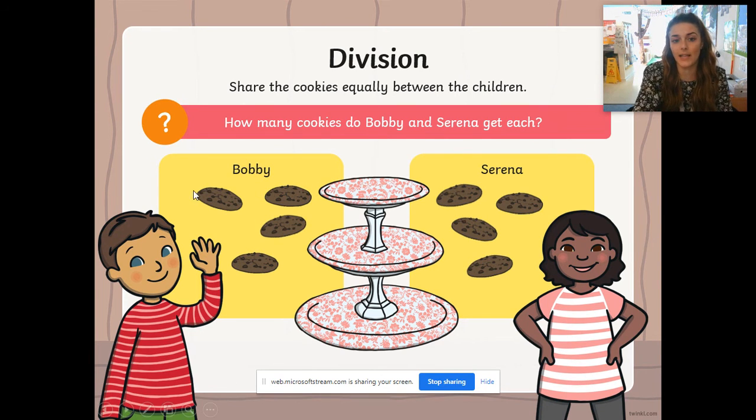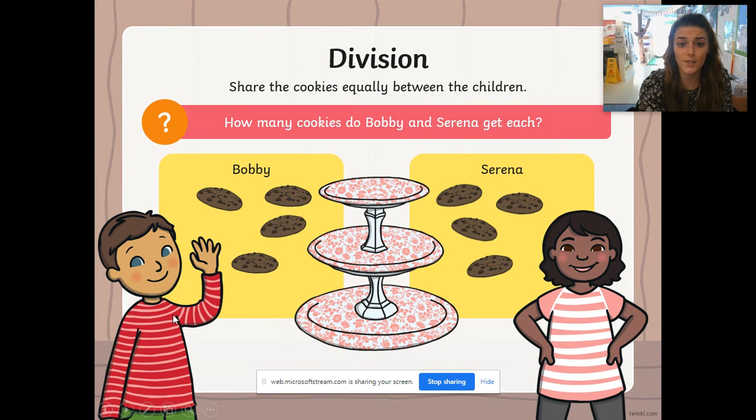So then we need to look at how many cookies Bobby has got and how many cookies Serena has got. So Bobby has 1, 2, 3, 4. So now we need to check Serena because it needs to be shared equally. That means they need to have the same. So let's see if Serena's also got 4. 1, 2, 3, 4. Hopefully you have shared yours equally if you've got the right number, and you've shared it equally between the 2 people. So Bobby should have 4 cookies, and Serena should also have 4 cookies.